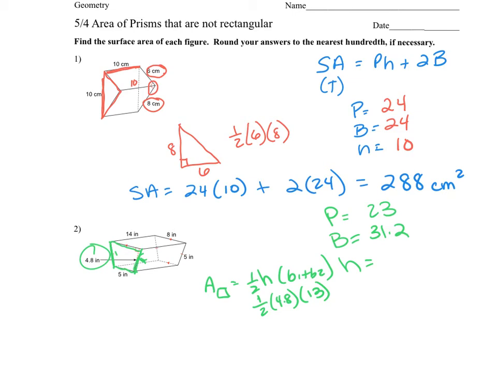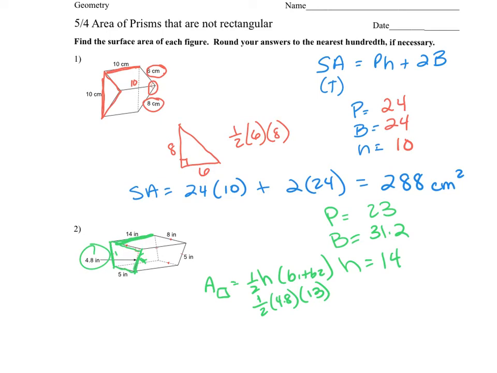Now, the height of this whole prism is what happens if you turn the prism onto the table where the trapezoid's touching it. So this is the height. Guys, a lot of you just pick up random numbers and start plugging them in. You've got to look at the picture and see what the height of the prism is.